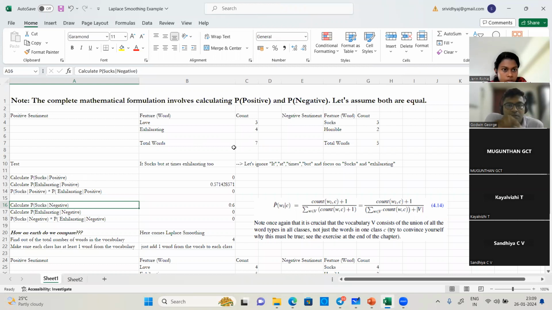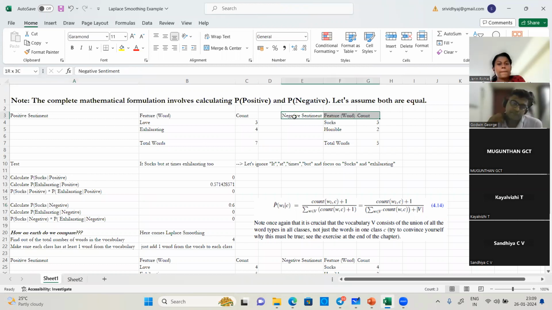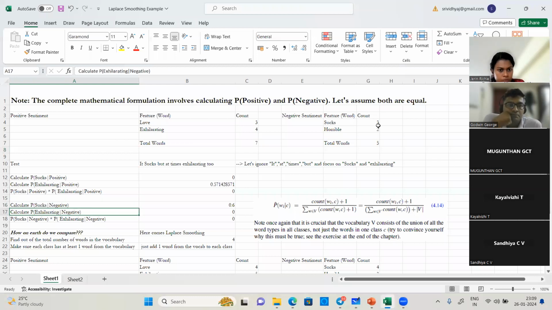3 by 5. So look at this. Sucks occurs 3 times. Total number of words was 5. So 3 by 5. What is the probability of exhilarating given negative?